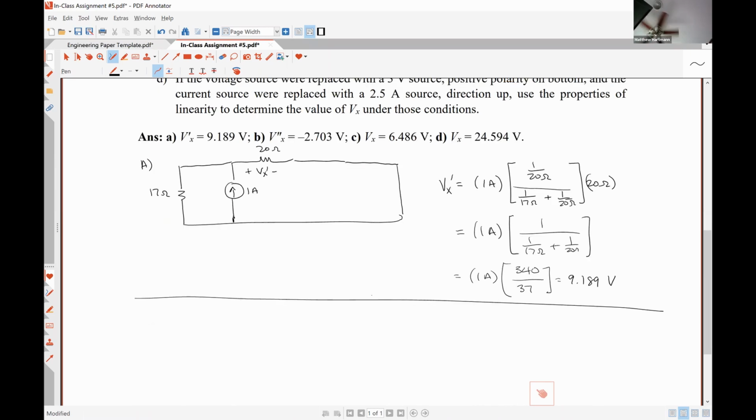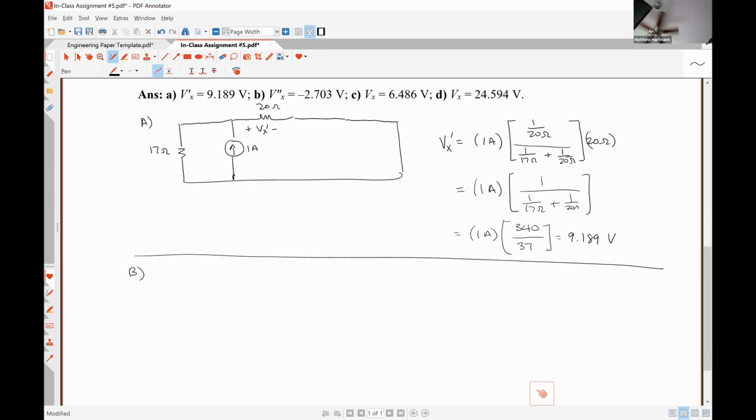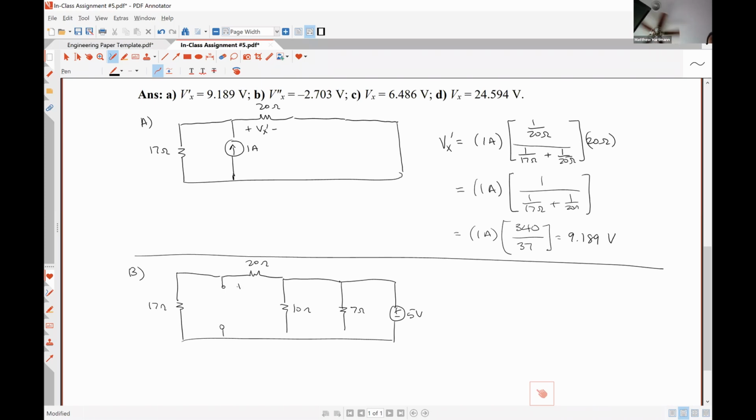So let's see. I'm going to have my 17 ohm resistor here. Here's my open circuit where my current source was. Here's my 20 ohm resistor. This is a 10 ohm. This is a 7 ohm. This is my 5-volt source. And this quantity will be Vx double prime. So how could I approach finding Vx double prime in an efficient way?